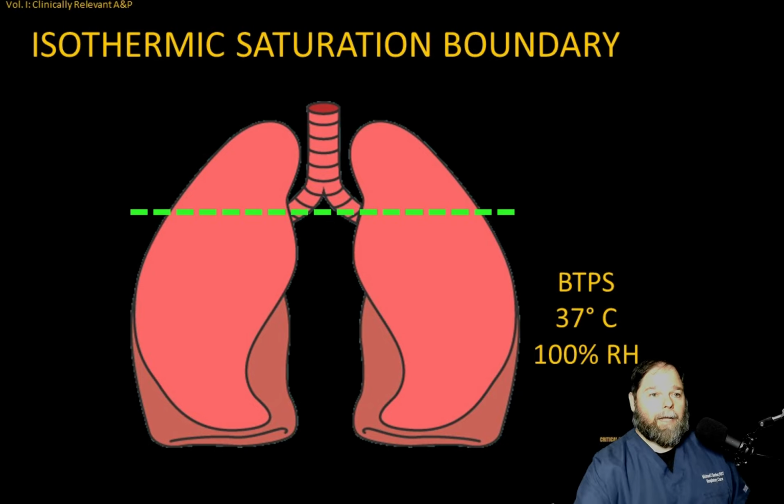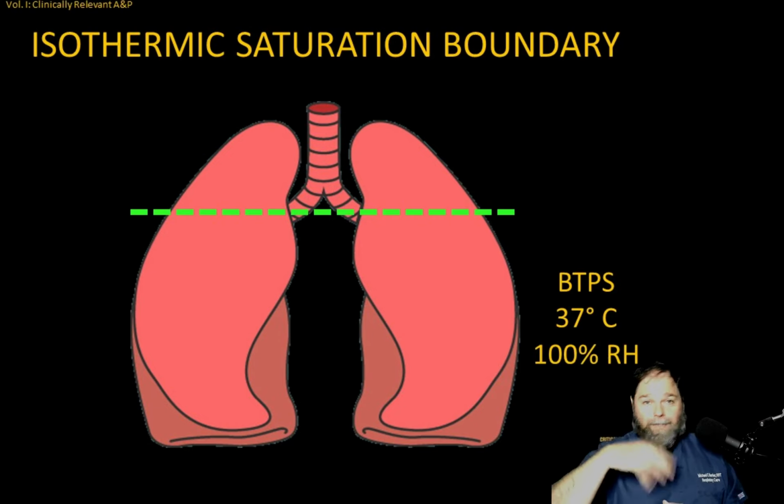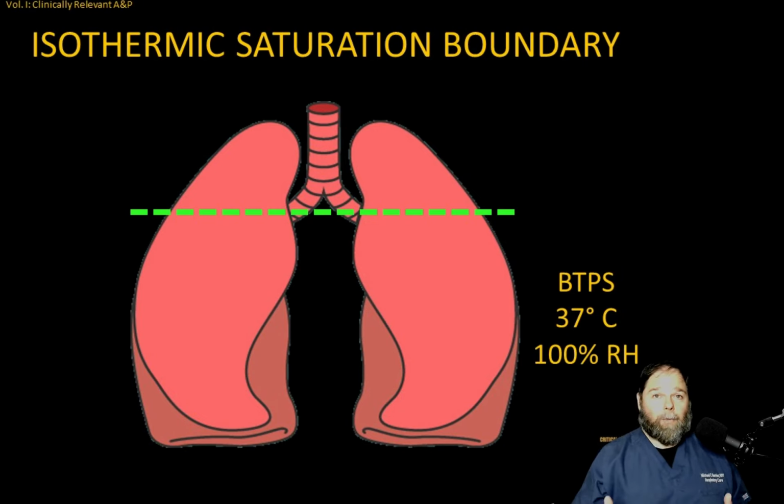This is the spot in the body, and it's usually about 5 centimeters below the carina. And what happens at the isothermic saturation boundary is by the time that the air that you breathe from the outside reaches that area, about the area of that green line right there, it's going to be heated up to what we call BTPS. You've probably seen BTPS stamped on some of your blood gas measurements or some gas readings. And that's just a way that we quantify the amount of humidity and temperature in a gas, in this case, air or oxygen.